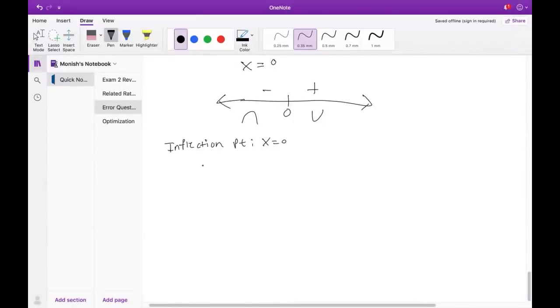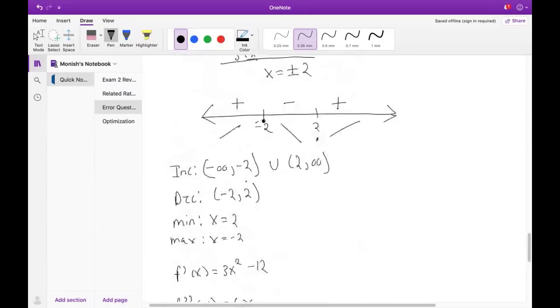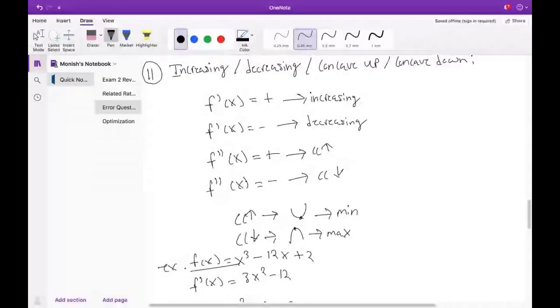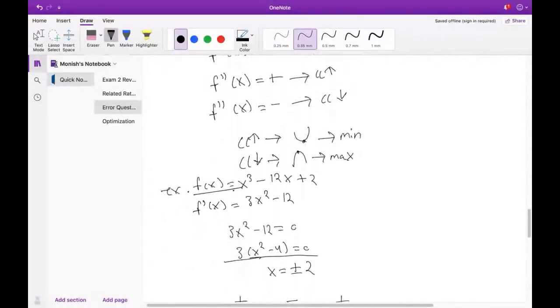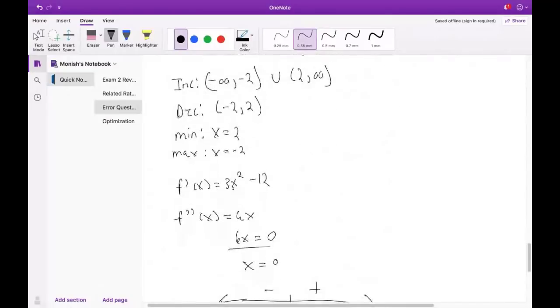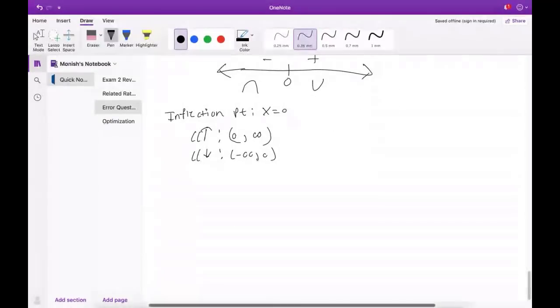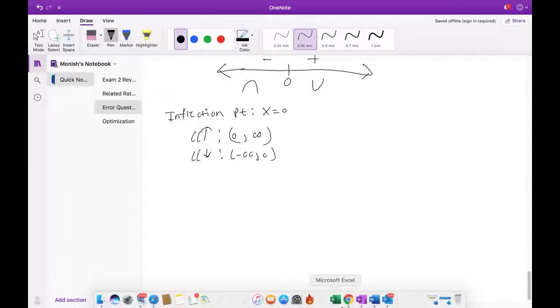So that's my inflection point, and then the intervals of concave up are 0 to infinity, concave down, negative infinity to 0, and yeah, that's about it. So that's really just an example where I ask you min, max, inflection point, concave up, concave down, increasing, decreasing. That has all of it in the question. Okay, and are there any questions on that?